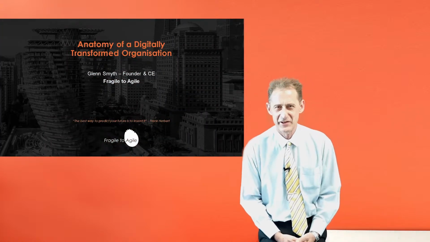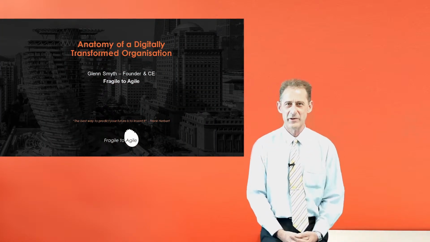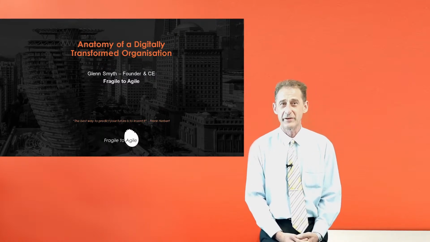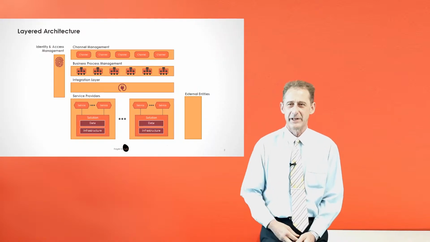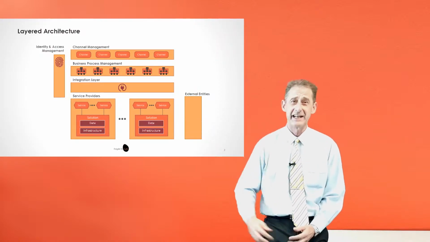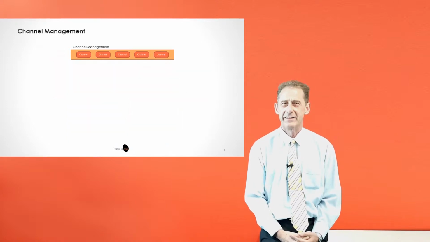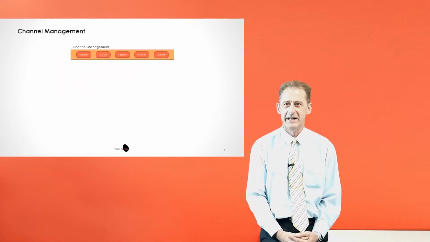Hi, and welcome to the third in this series on Fragile to Agile's view on the anatomy of a digitally transformed organization. It's assumed that you've seen the first one. In the first one we covered an overview of all the different components of it, and in the second one we covered this critical feature of being a layered architecture. This one's going to be focusing on the top layer in that layered architecture, channels, and particularly channel management.